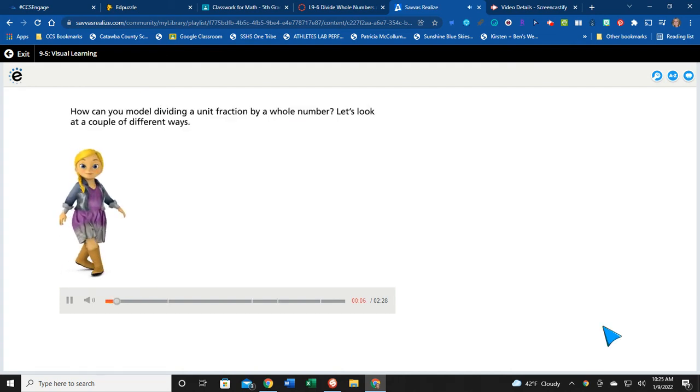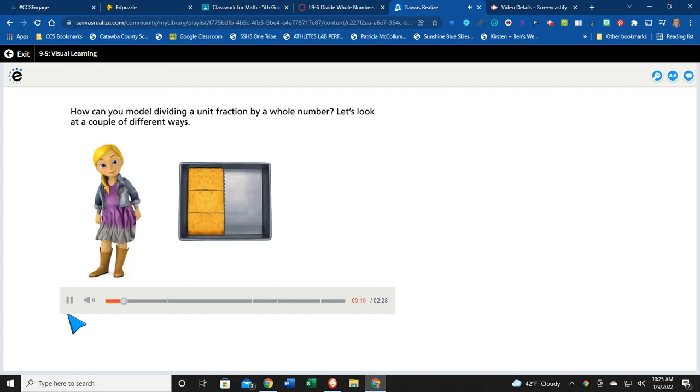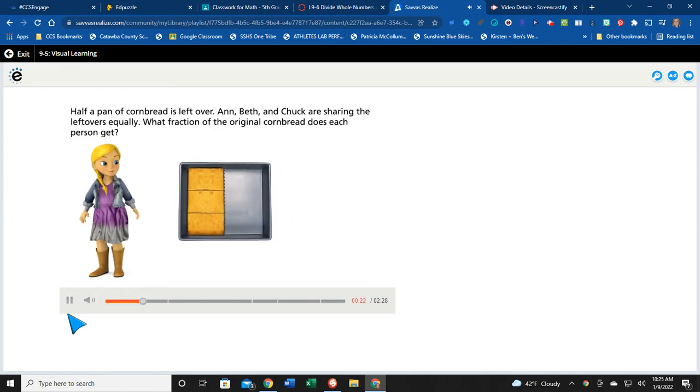How can you model dividing a unit fraction by a whole number? Let's look at a couple of different ways. This cornbread can help show us some ways, and it's delicious too. Yum! Half a pan of cornbread is left over. Anne, Beth, and Chuck are sharing the leftovers equally. What fraction of the original cornbread does each person get?